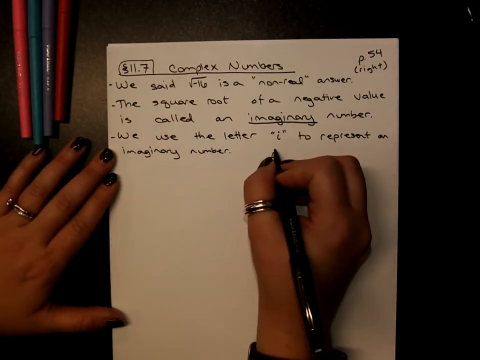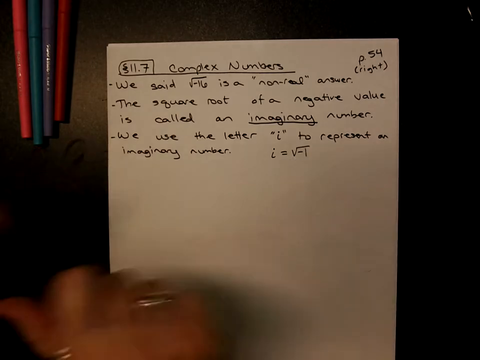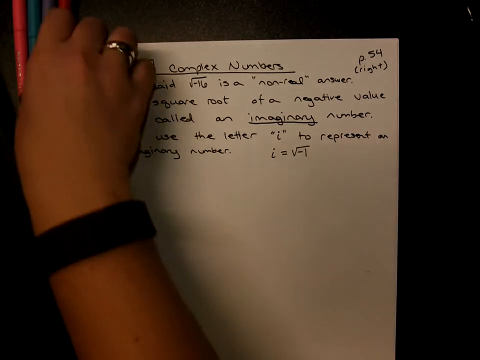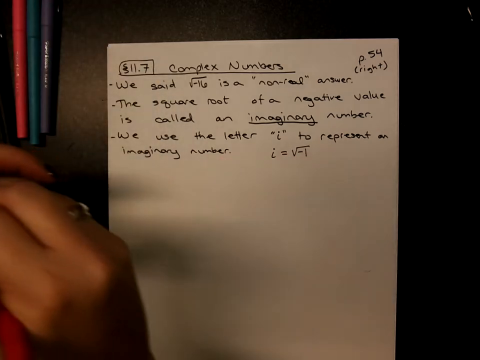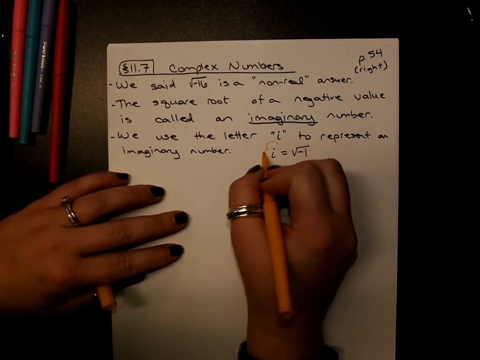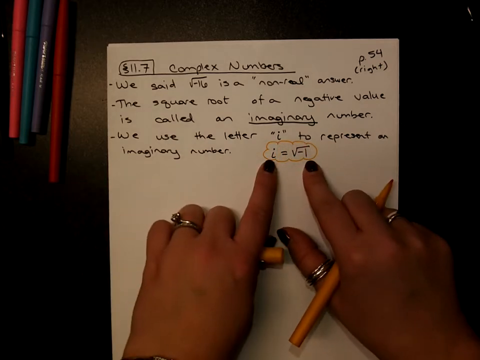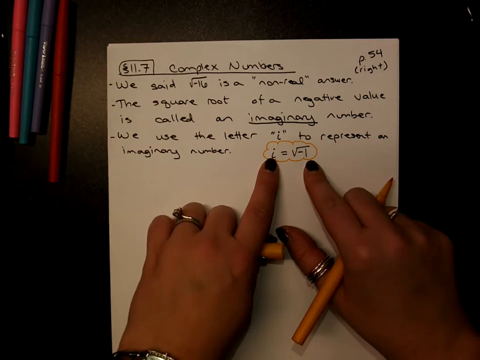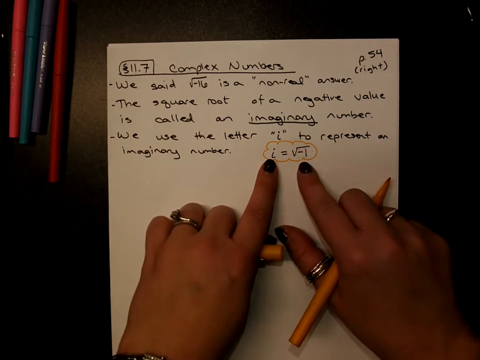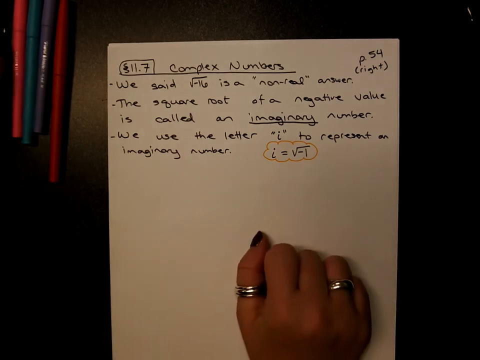The letter i represents the square root of -1. It's very, very important to remember that piece of information. Anytime you see the square root of -1, we are going to write it as the letter i. Anytime you see the letter i, we have to remember that that's the square root of -1. It's a very important piece of information.